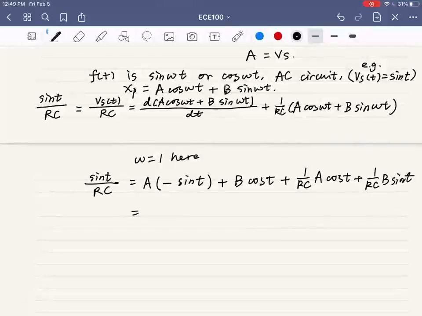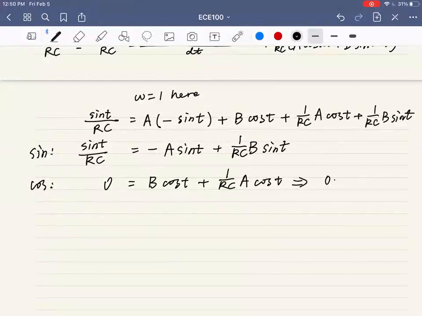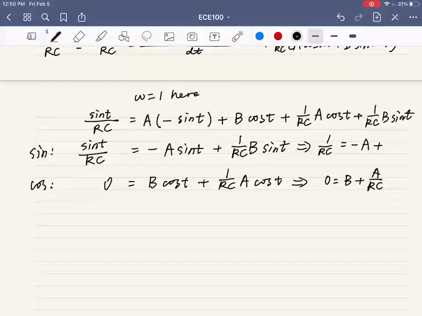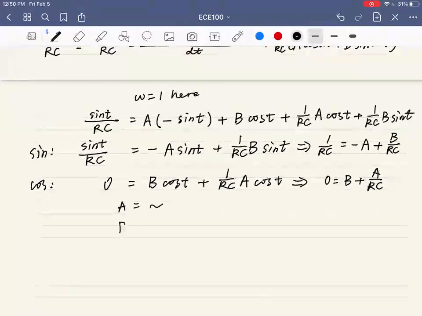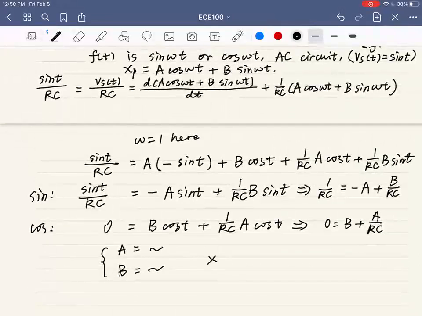Nice. And then we can list the equations for sine t and cosine t separately. This is for sine, this is for cosine, right? And eliminating the sine or cosine part, we get the relationship between all these coefficients. And then we will get the answer. A equals blah, blah, blah, B equals blah, blah, blah, right? And we will know the XP now.